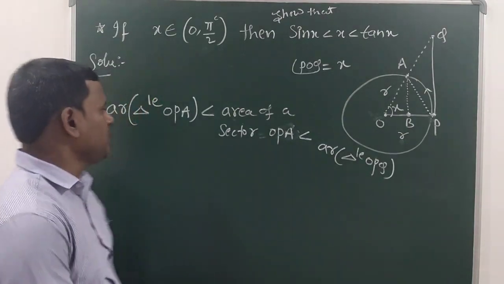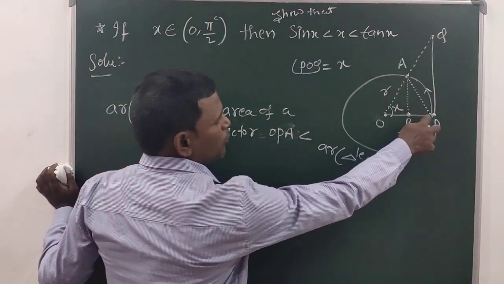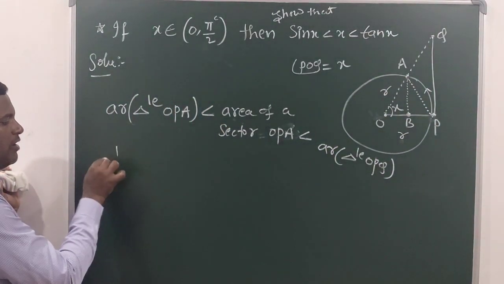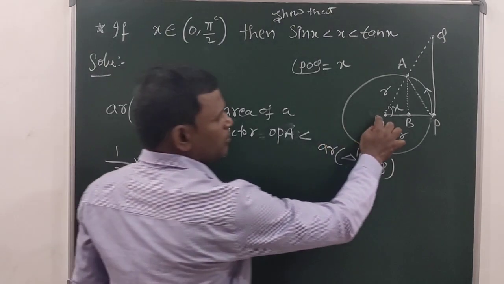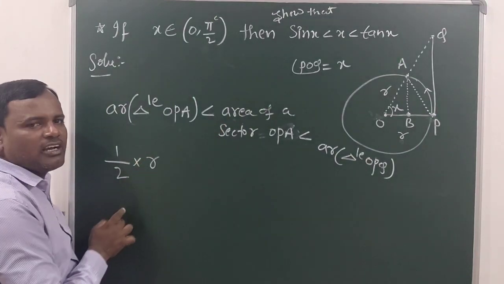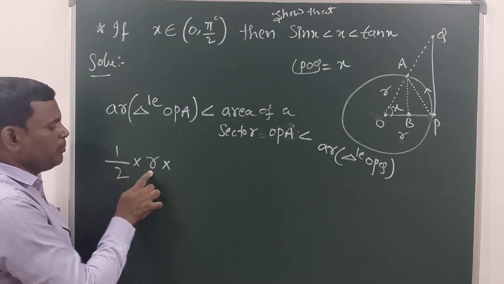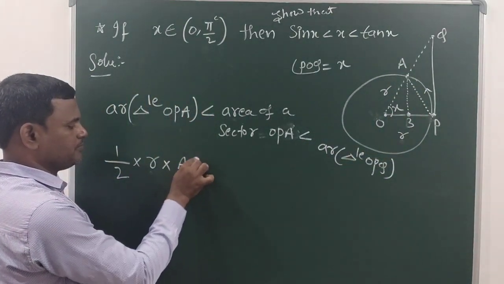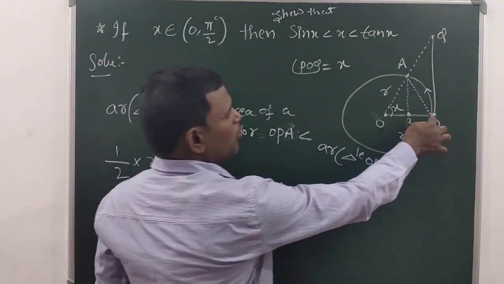Okay. Right. Now find the area of OPA. You know the formula to find the area of OPA. 1 by 2 base into height. Your base value OP. How much is that length? Radius of the circle, small r. And here 1 by 2 base into height. Height is how much here? AB. Less than. Now area of sector OPA.